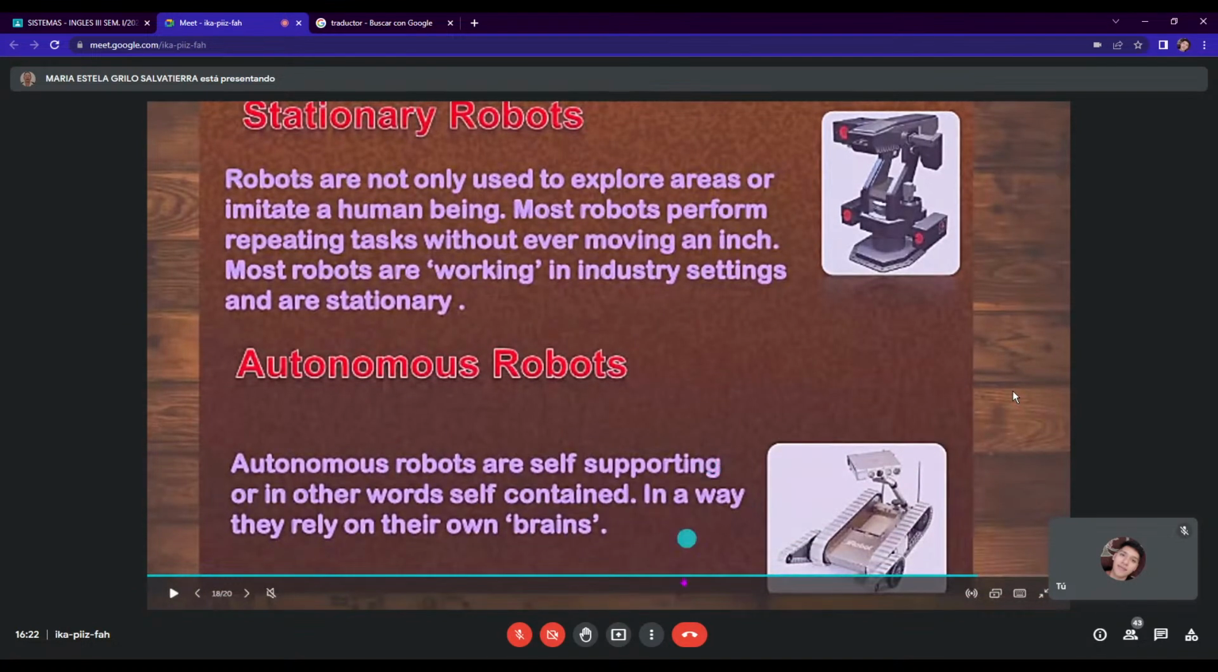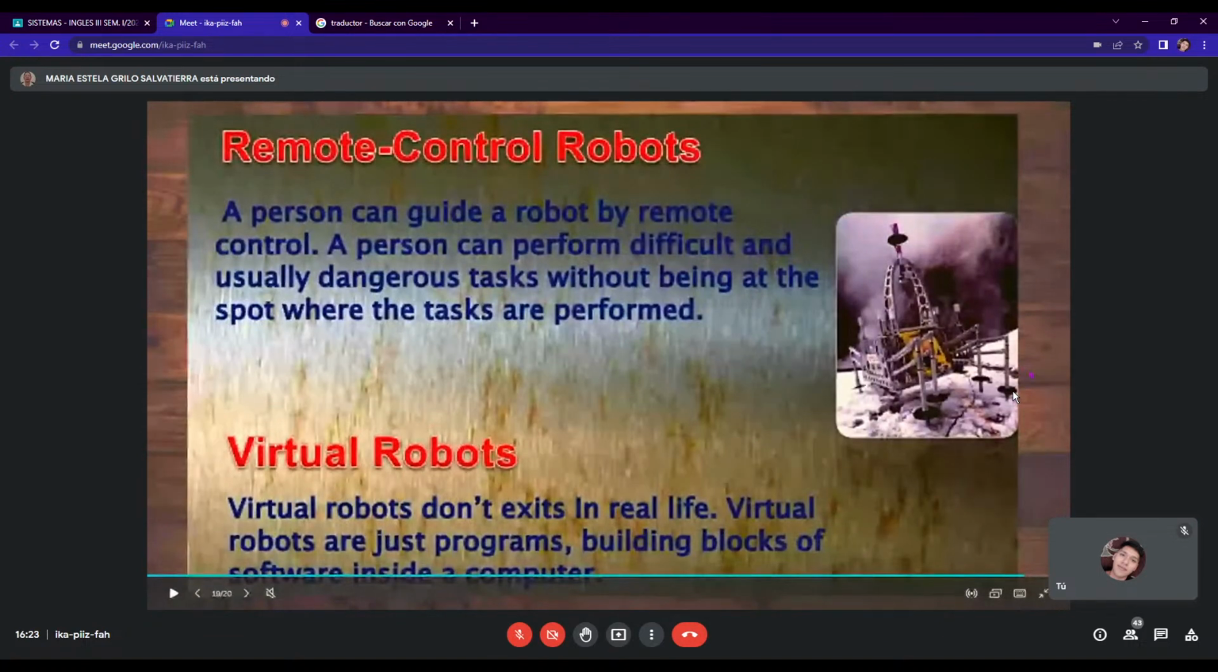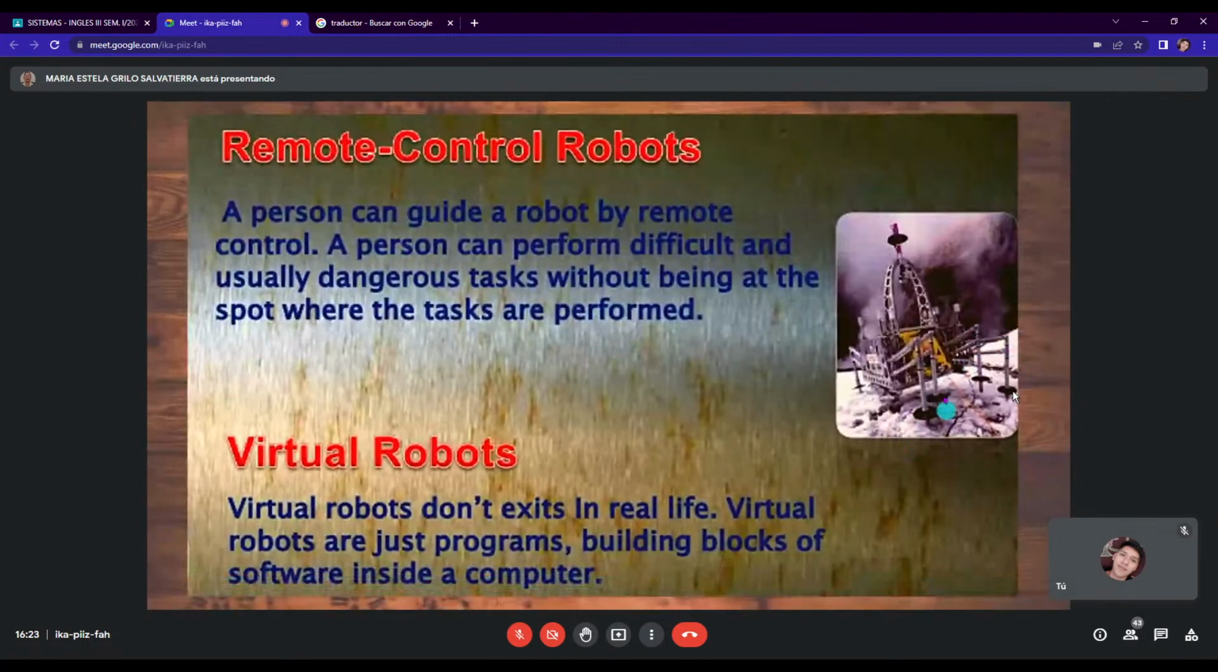Autonomous robots are self-supporting, or in other words, self-contained. In a way, they rely on their own brains. Okay, they are going to be controlled from a station, from a place, but they are going to direct themselves. That's why they are related with their own brain. Let's go with remote control robots. Who is going to read?